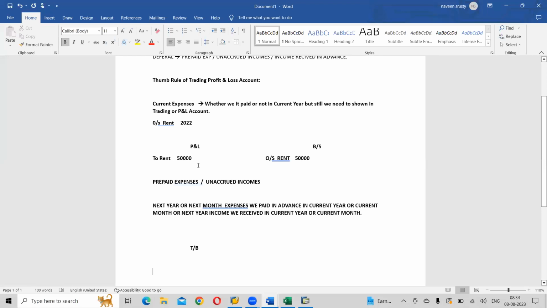Okay. So again, trial balance. How they will mention it: rent. They have mentioned it in the trial balance as 75,000 on the debit balance. Next one, commission received.